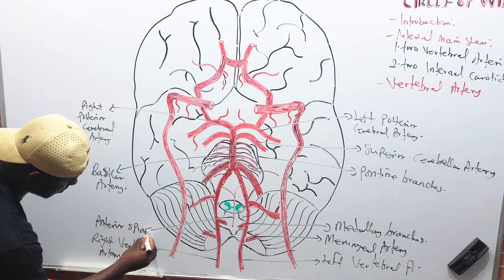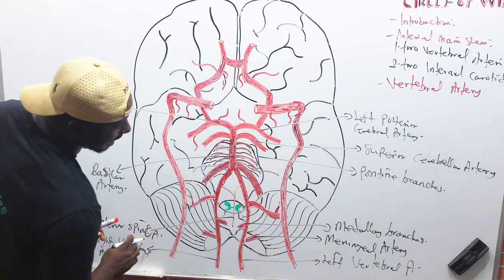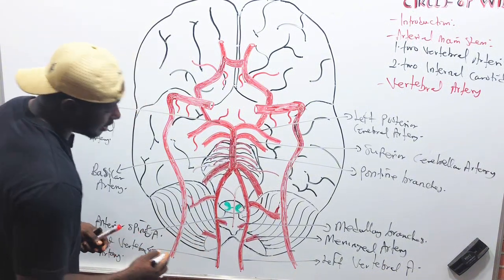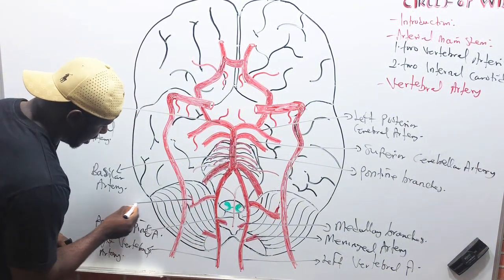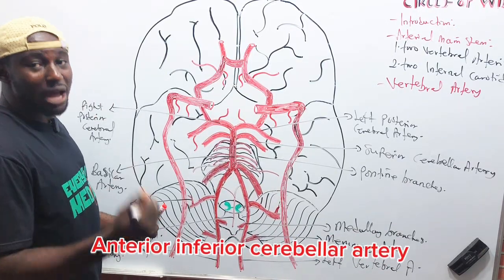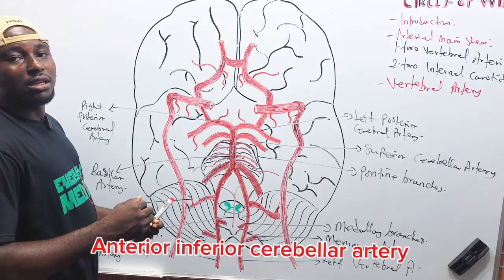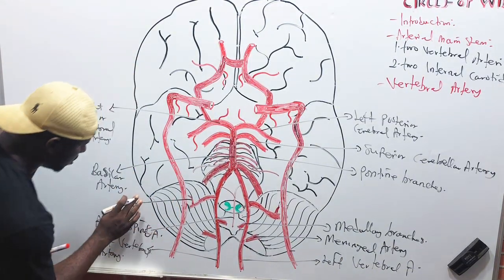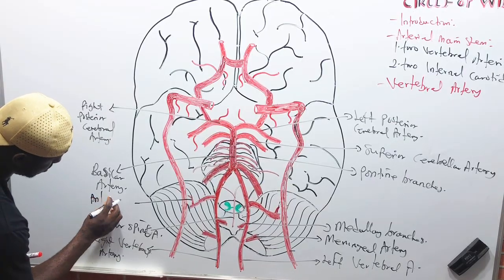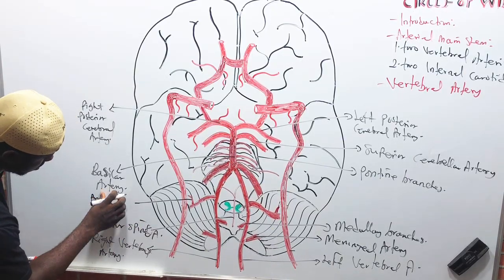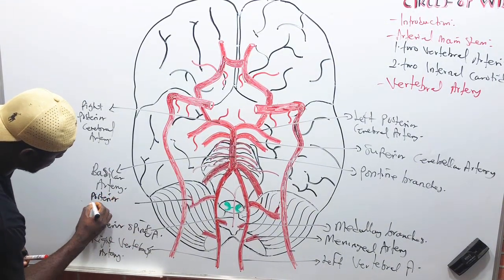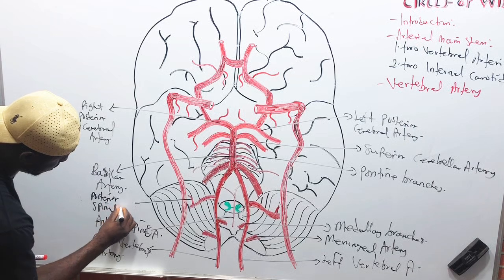Anterior spinal artery. The anterior spinal artery is a direct branch from the vertebral artery, right? We have another branch, which is called the posterior spinal artery.